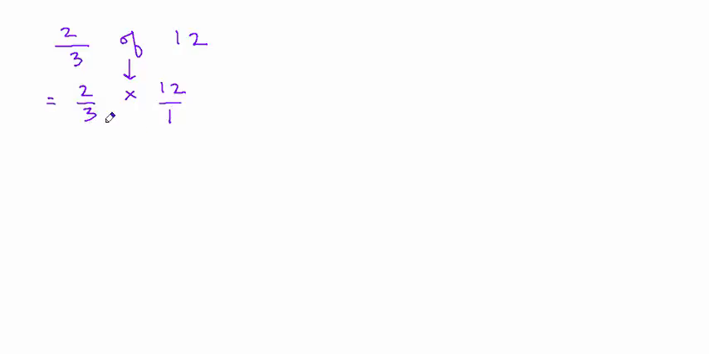You know what to do. Do not multiply the 2 with the 12 before you are sure that there's no common factor between any of the numerators and the denominators. In this case, there is. You could divide 3 with 3 and 12 with 3. So this is equal to 2 over 1 times 4 over 1, which is equal to 8. So we say 2/3 of 12 is 8.